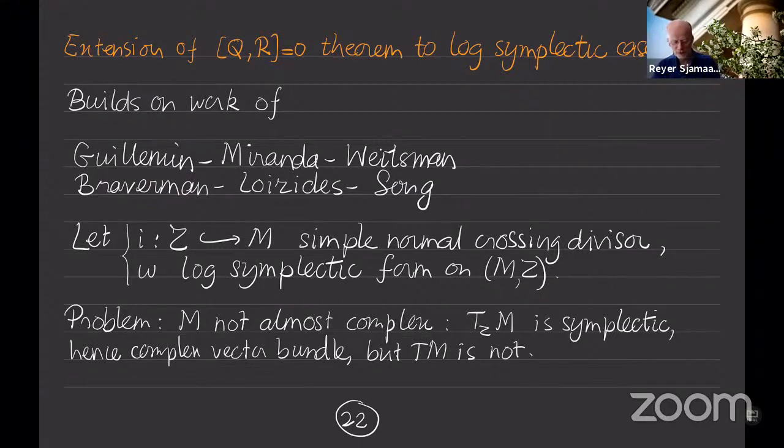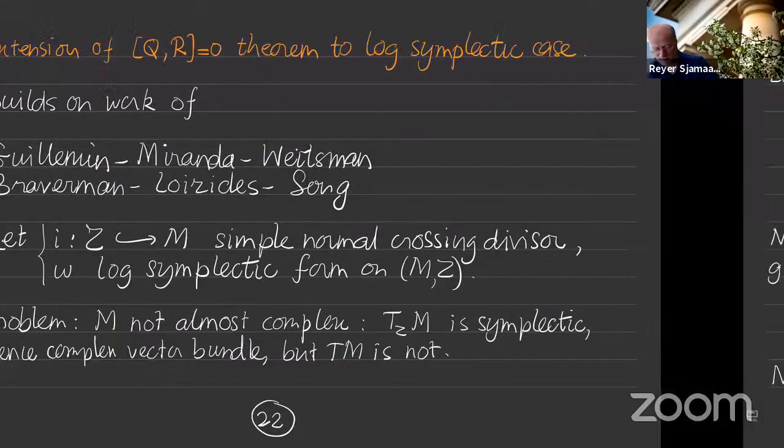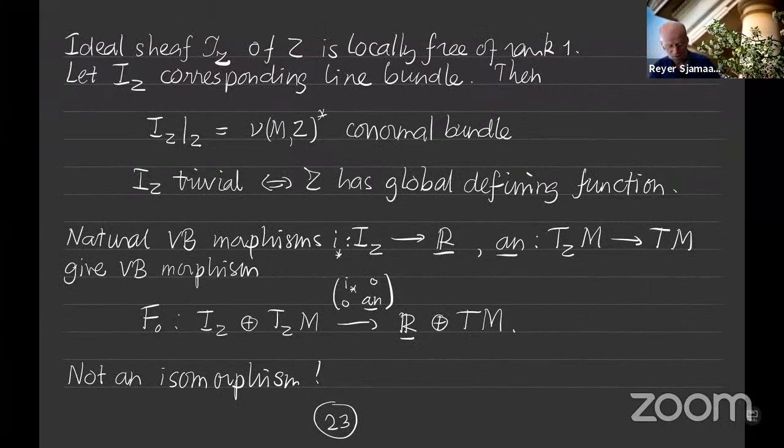The first problem you run into when you try to run this machinery is that a log symplectic manifold has no obvious almost complex structure. The log tangent bundle is symplectic, therefore almost complex, but the ordinary tangent bundle is not. However, there's a way to work around this. Let me explain that to you.